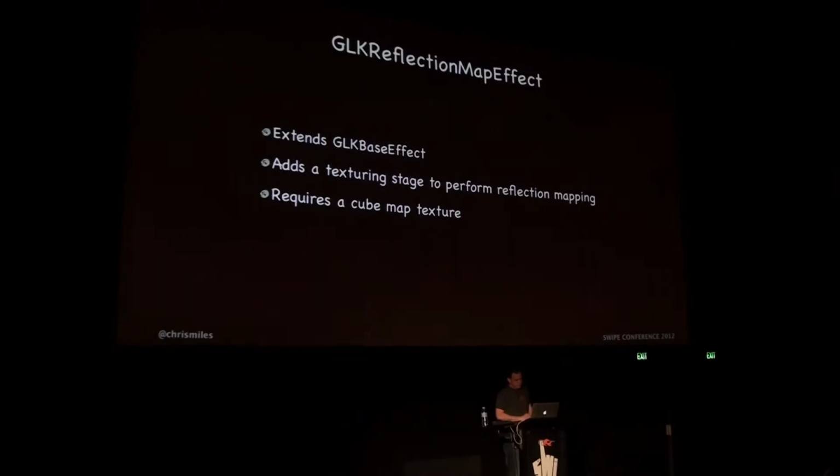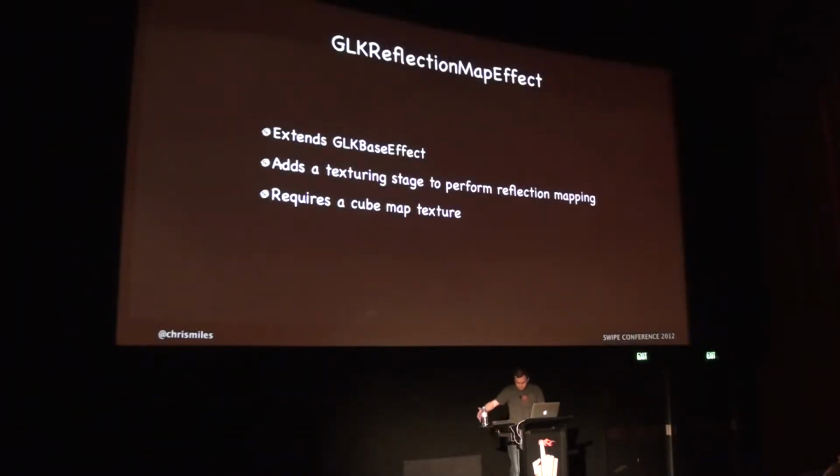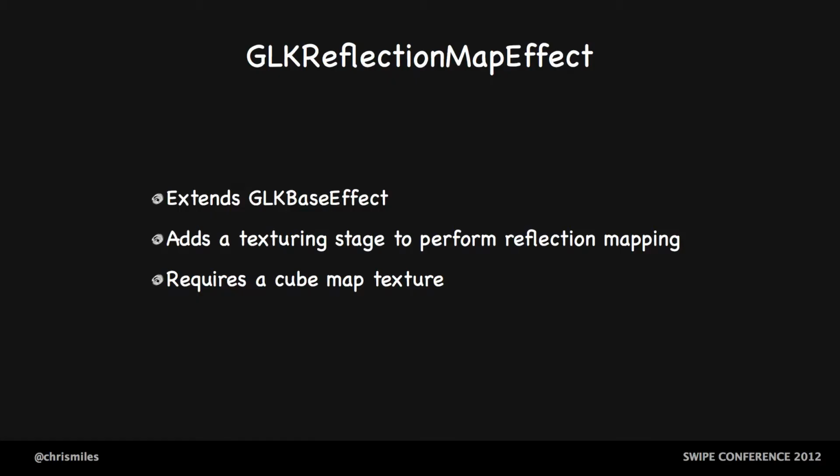So the GLKReflectionMapEffect extends the GLKBaseEffect and adds a texturing stage to perform the reflection mapping for us. And to do that, it requires a cube map texture to pass in and a couple of extra properties to set, but very little code, so that's pretty cool.